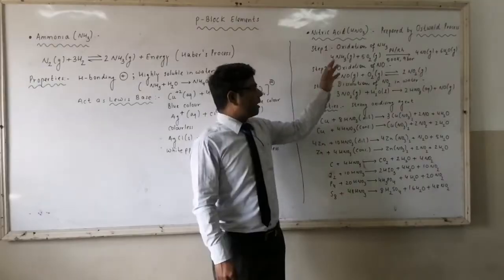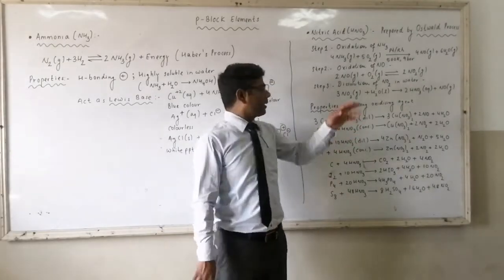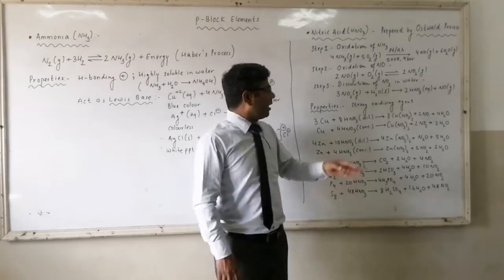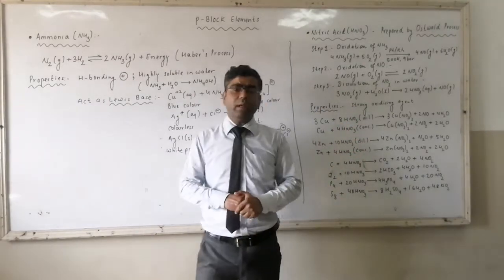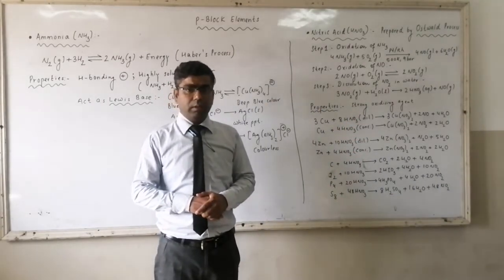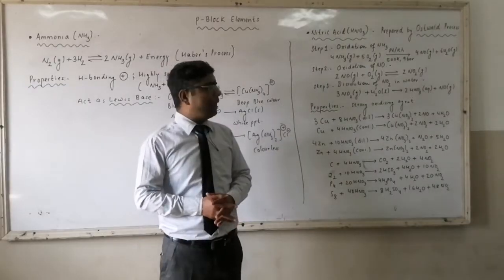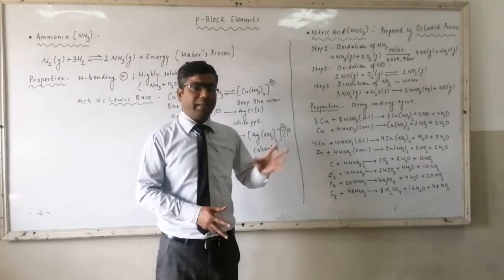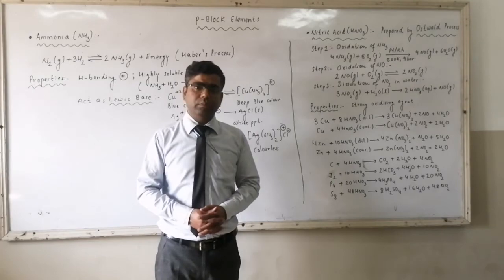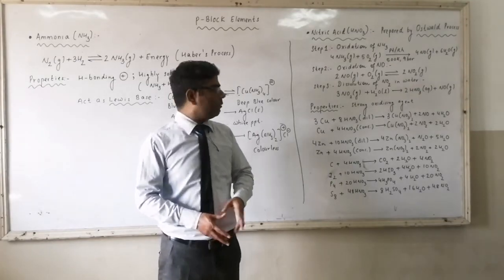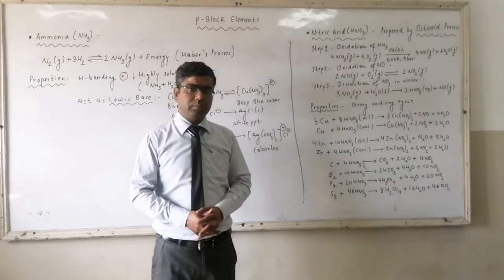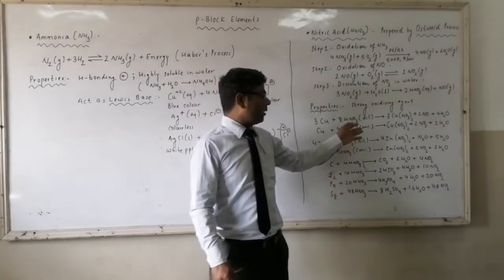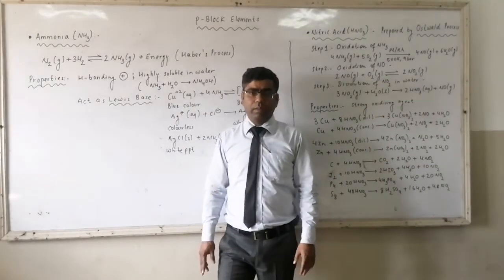So 3 steps. Step 1, oxidation of ammonia. Step 2, oxidation of NO. And step number 3, dissolution of NO2 in water. In this manner, we will prepare nitric acid HNO3, and the method is called the Ostwald process. Then about the properties. I told you earlier, it acts as a strong oxidizing agent.